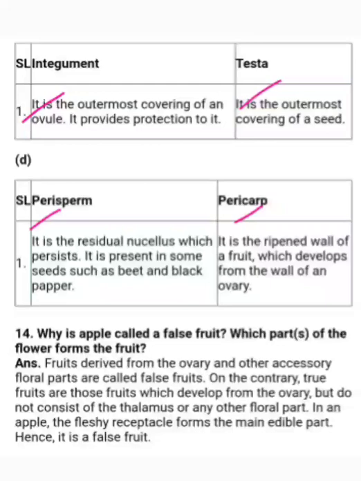Now next question, question number 14. Why is apple called a false fruit and from which part is it formed? Firstly, the fruit which develops from ovary is known as true fruit, whereas the fruits which are derived from the accessory floral parts are known as false fruits. And in case of apple, the fleshy receptacle or the thalamus portion is the main edible portion. Therefore, it is a false fruit. It did not develop from the ovary, it is the thalamus part that is the edible part. Therefore, it is a false fruit.